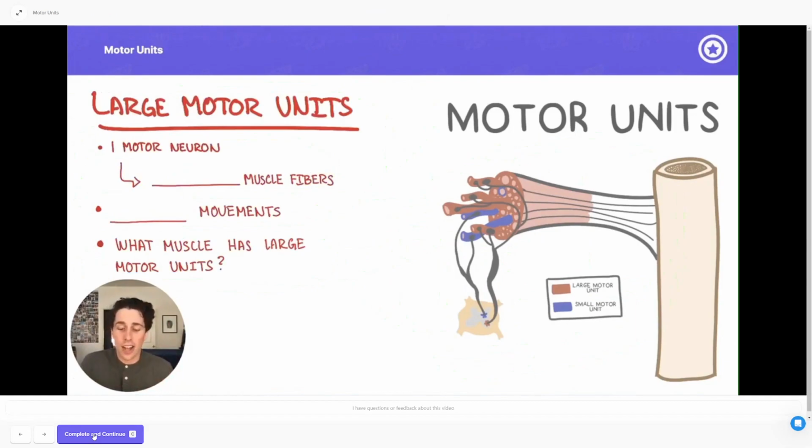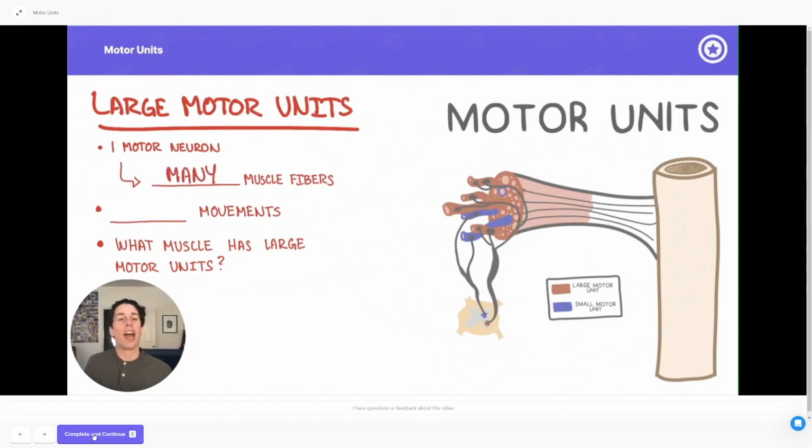All right, so let's go ahead and start talking about these large motor units now. So we know that the small motor units are going to be one motor neuron and just a few muscle fibers. But as you can see from this image, we can see that there's one neuron that goes to quite a few more muscle fibers than these small motor units do. So this is going to be one motor neuron and many muscle fibers, so many right here.